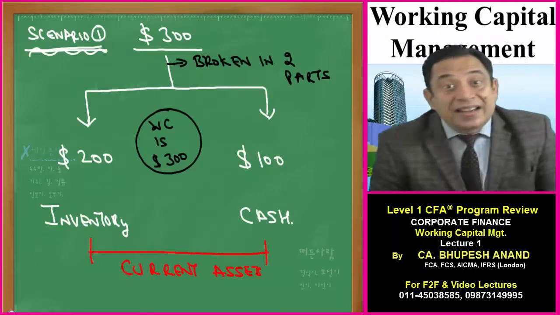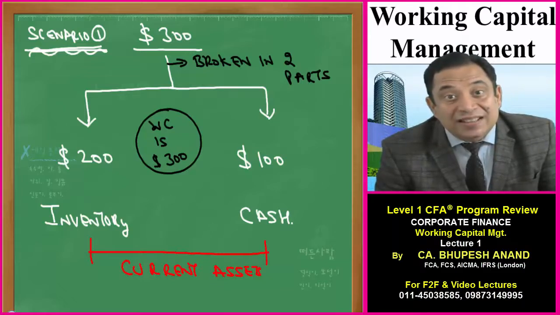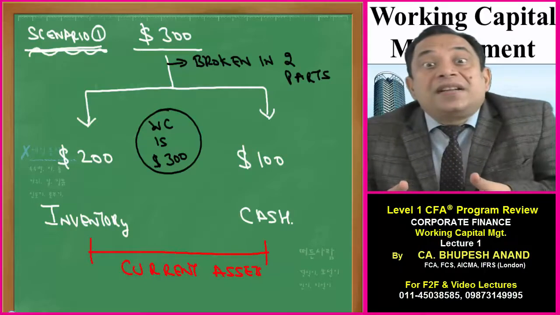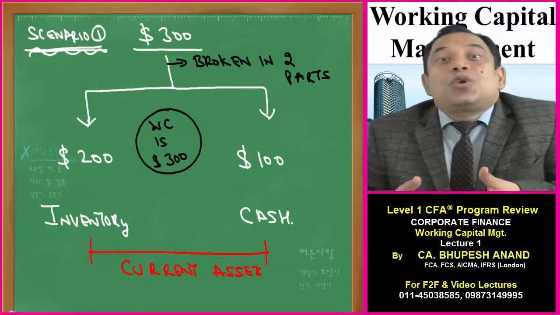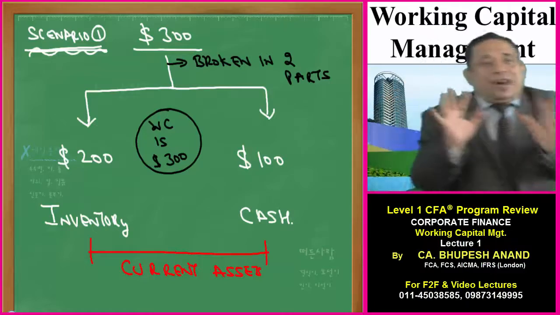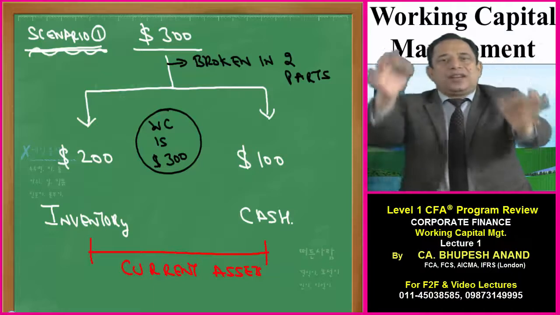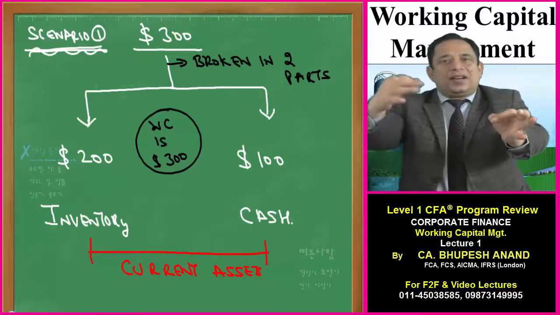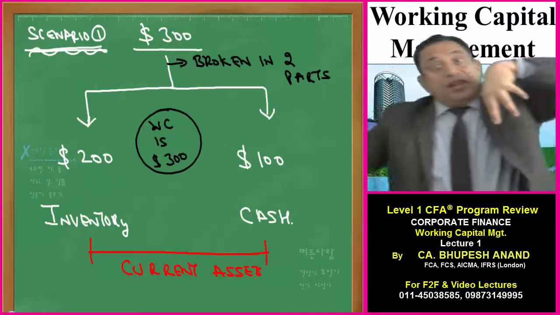Again, his current assets are $300. No doubt he has broken it into inventory and cash, but inventory is a current asset and cash is also a current asset. So in this scenario also, working capital is $300 even though it is broken into two parts. Working capital is the total of current assets. Up to scenario one and scenario two, we will say working capital is the total of current assets, and after that I will tell you working capital is total current assets minus total current liabilities. But for that we have to see scenario three.